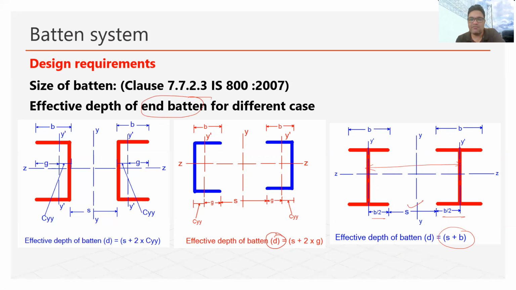So once you find out this effective depth for the end battens, you can find out for the intermediate batten also, because that will be 3/4 of D. So if I represent the effective depth of end batten as DE, and the effective depth of intermediate batten as DI, then DI will be equal to 3/4 of DE. DE is the effective depth of end batten and DI is the effective depth of intermediate batten. So all these formulas that I'm showing you are for the end battens actually. Once you calculate it, you can find out for intermediate as well.